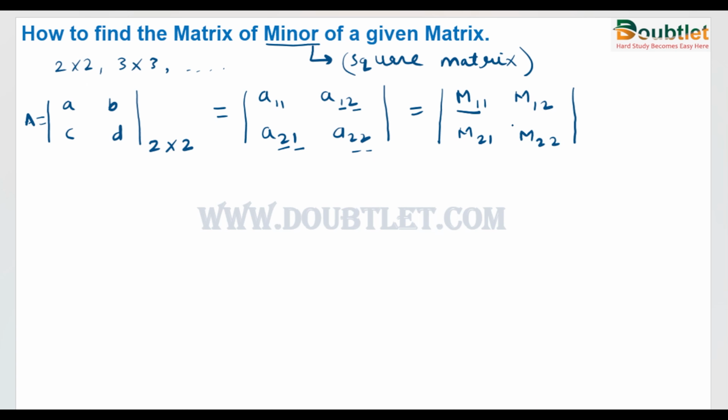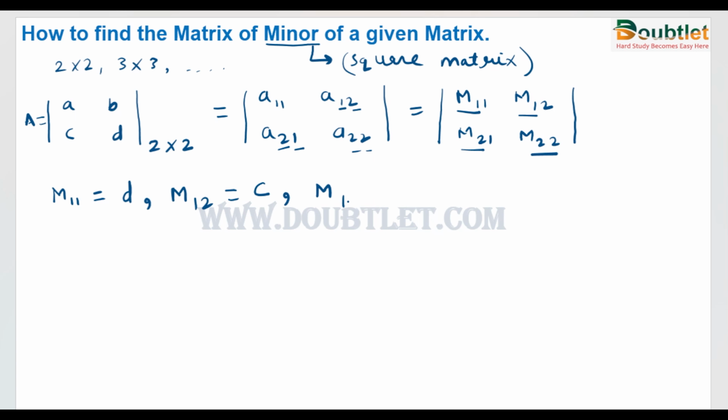Now we have to find the value of M11, M12, M21 and M22. If you want to find the minor of an element of a matrix, then what we have to do? We have to remove that row and column and find the determinant of the remaining matrix. So for M11, we just cancel out this row and this column, and find the determinant of the remaining matrix. Only one element is remaining, so the value of M11 is D. Then for M12, the first row and second column are removed, then C is left. So the value of M12 is C.